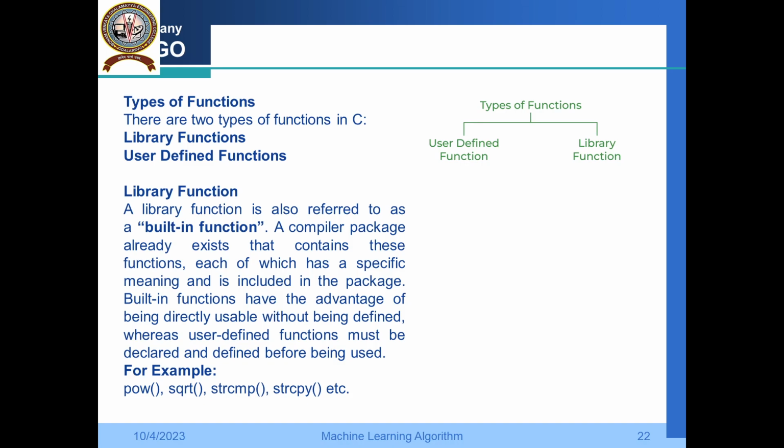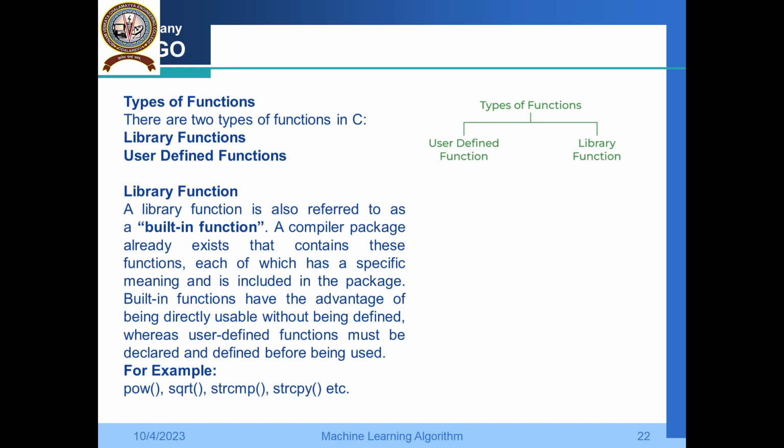Second one is the user defined functions. Okay, how many functions are there? There are two types of functions. One is the library function, which sometimes you call the built-in function. Library functions are the built-in functions, and the other is the user defined function. A library function is also referred to as the built-in function.